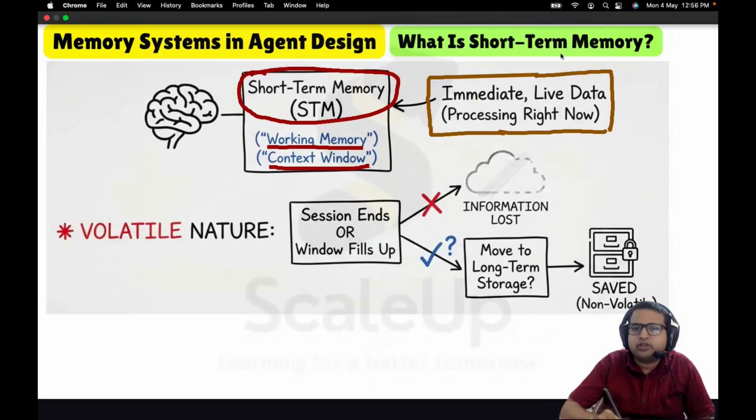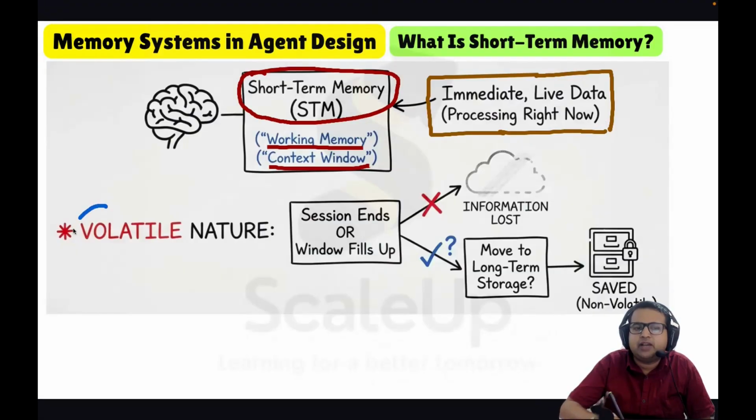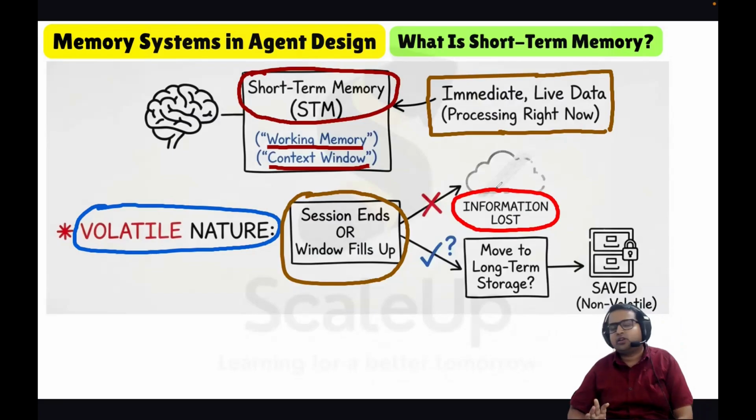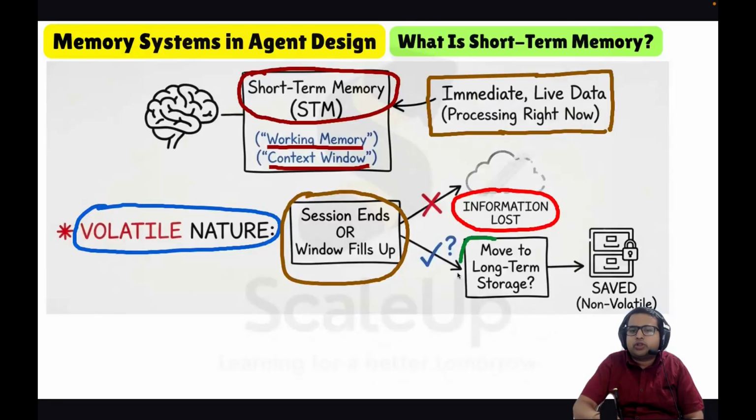Short-term memory is volatile in nature. It means short-term memory is not stored. If the session ends or the context window fills up, the information is lost. And if you want to store that information, you have to move it to the long-term storage.